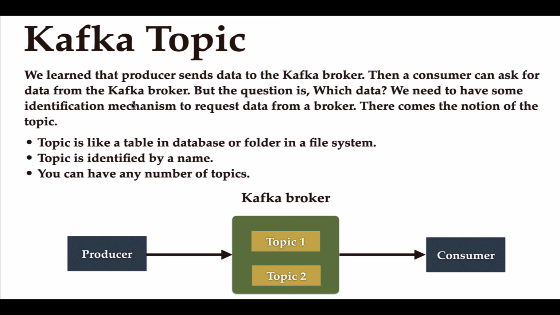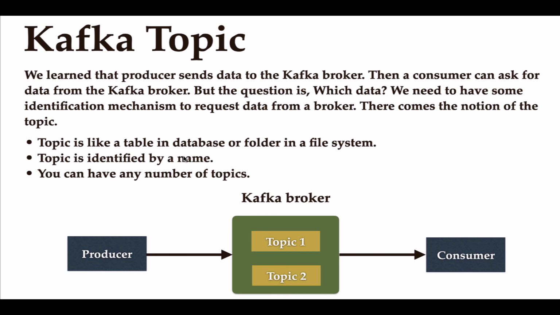If you compare a topic with a database term, then a topic is like a table in a database. In a database table, we store the records in a sequential manner, right? Similarly, in a topic, we store the messages in a sequential manner. A topic is identified by a name. Each topic contains a unique name so that the consumer can easily consume the data from that particular topic. You can have any number of topics in a Kafka cluster or Kafka broker.